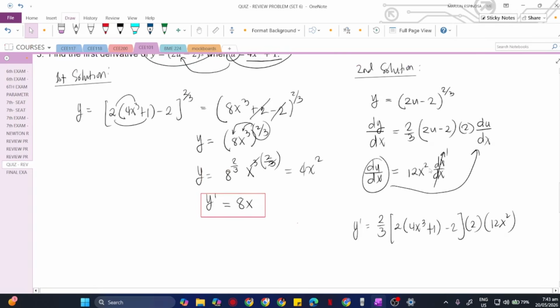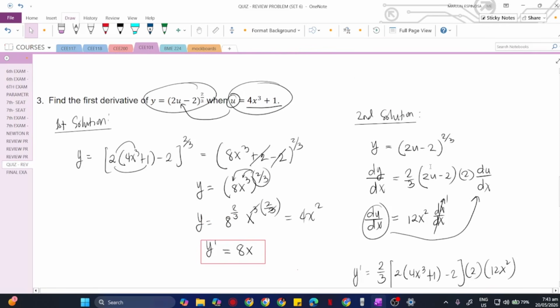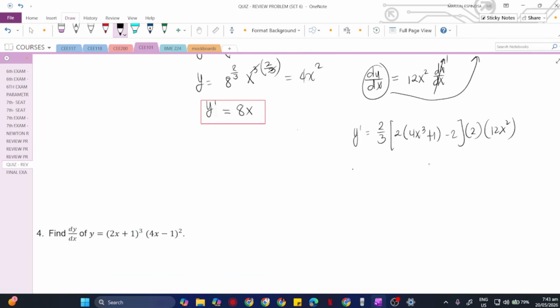Then we have here y prime is equivalent to, let's simplify by distributing this one. So we get 2 thirds, 2 times 2 would be 4, so 4 over 3, and then we have here 8x cubed plus 2 minus 2. And then we have here 12x squared.